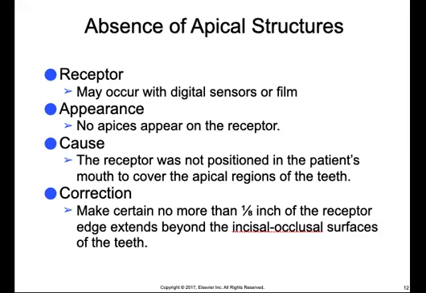So if you have an absence of apical structures, this can happen on a digital sensor or a film, and this is when you have no apices that appear on the receptor or the image. And the cause is that the receptor was not positioned in the patient's mouth to cover the apical regions of the teeth. So to correct this, you want to make sure that no more than 1/8 of the receptor edge extends beyond the incisal occlusal surfaces of the tooth. Any more than that, then you run out of space on your receptor, making the image of an apex impossible.